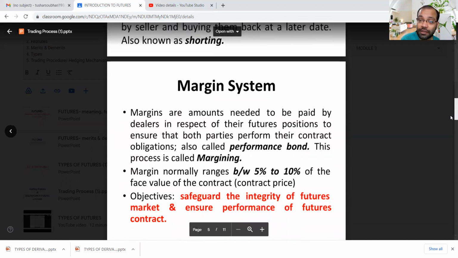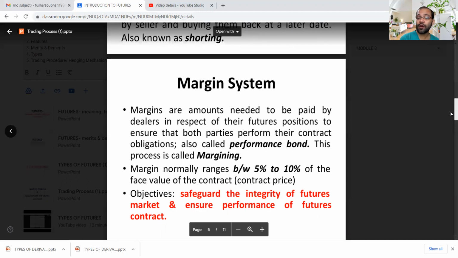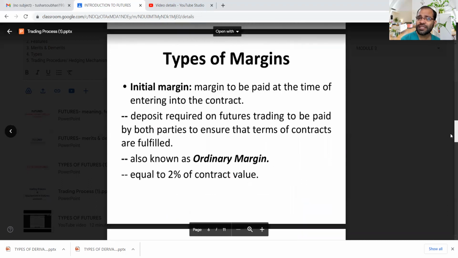Next, we are going to see an important term, that is the margin system. What is the margin system? Margins are the amount needed to be paid by the dealer in respect of the futures position to ensure that both the parties perform their contract obligations. It is also called the performance bond. This process is called margining. Margin normally ranges between 5% and 10% of the face value of the contract price. Its main objectives are to safeguard the integrity of the futures market and ensure the performance of the futures contract.